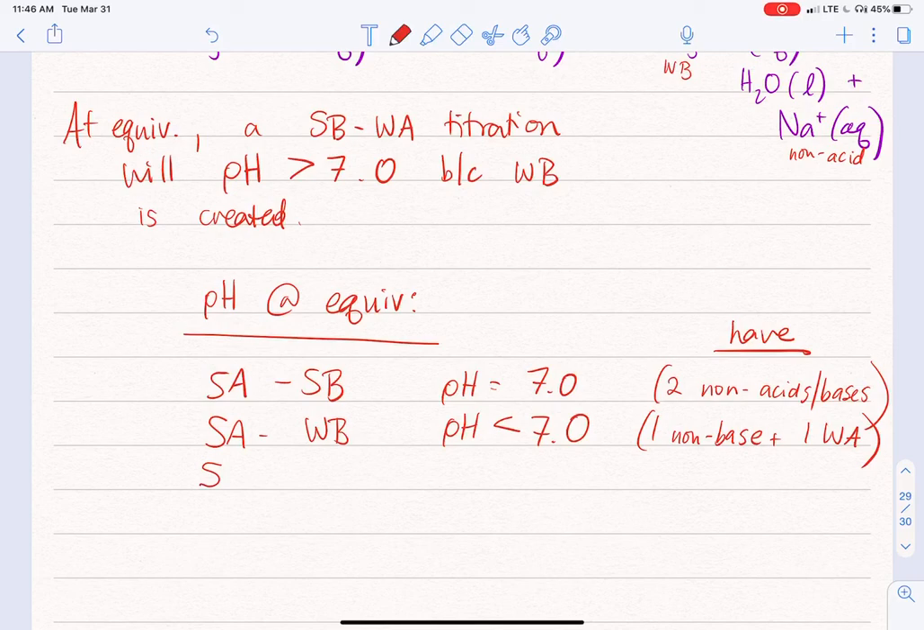And finally, for a strong base, weak acid titration, at equivalence, your pH is going to be greater than 7, because you are going to be left with 1 non-acid plus 1 weak base in solution at equivalence. Okay, so these are just some qualitative concepts about acid-base titrations to introduce you to the idea. In the next lecture, we're going to actually do calculations for an acid-base titration and generate our first pH curve. Thank you very much for listening.